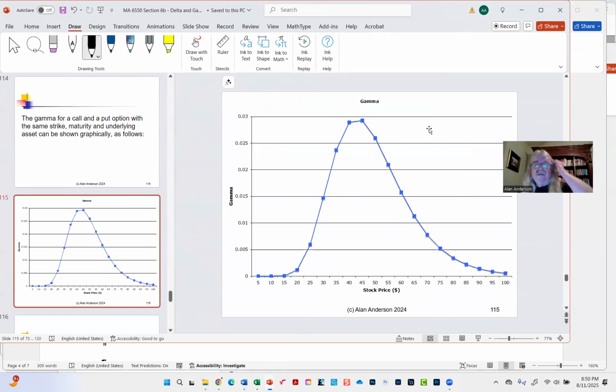Oh, there it is. Okay. You can see it's zero, positive throughout, peaks out right around the strike price. The slope here is positive. Over here, the slope is negative. That's your gamma. And it's the same for both calls and puts.